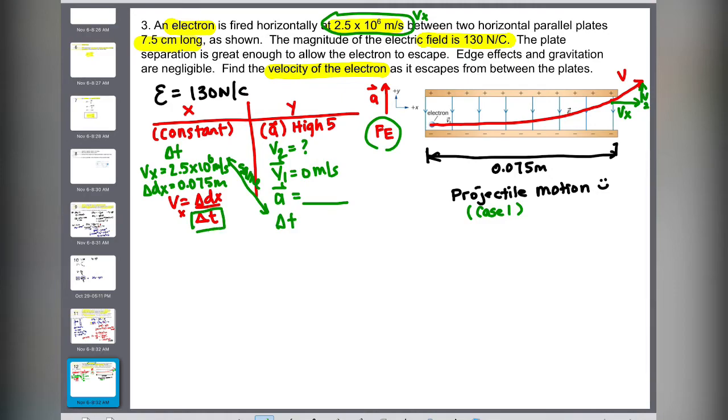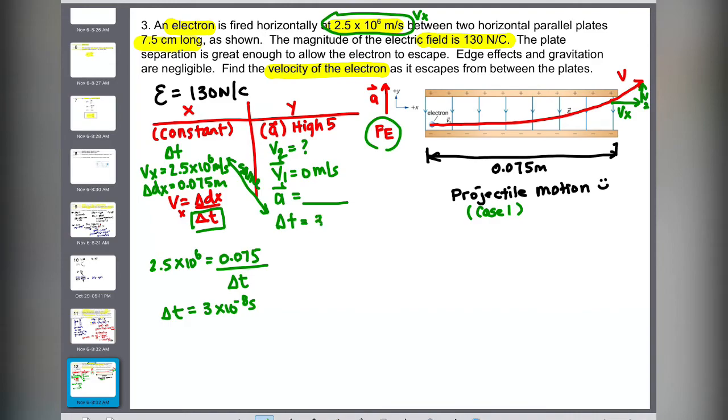Notice I can already find my delta t. I'm going to use the equation 2.5 times 10 to the 6 equals dx, which is the 7.5 centimeters, divided by the delta t. Solve for t: 0.075 divided by 2.5 times 10 to the 6. So I got a value of 3 times 10 to the negative 8 seconds. That's the time along the x.